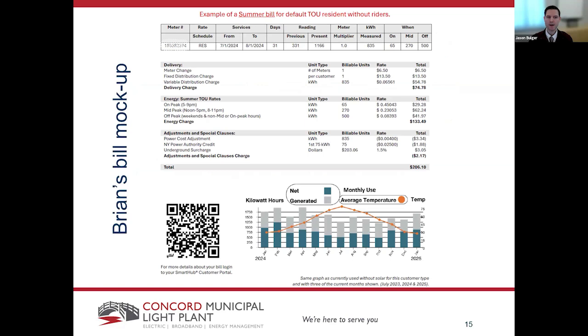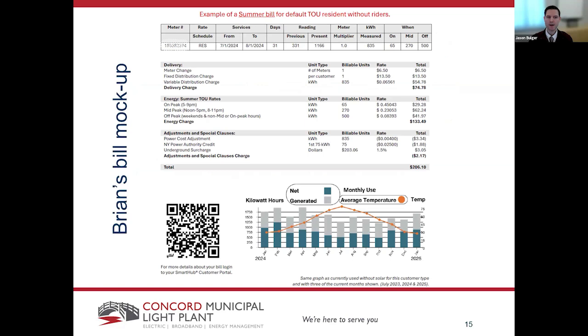But the idea is you can talk to a customer and say, look, you can save on your electric bill in the energy area and still consume the same amount of energy by shifting your load. But everybody still has to pay for the operations of the light plant, which is delivery.